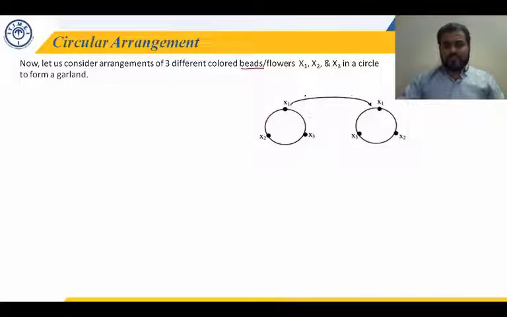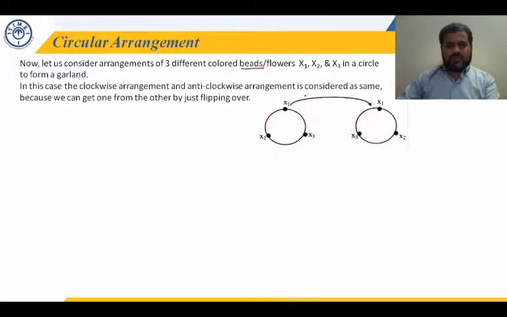So if these were persons, then we would count these two as different arrangements. But in this case, because we have beads or flowers, the clockwise arrangement and the anti-clockwise arrangement are considered the same. And why is that so? The reason is this: because you can get one of the arrangements from the other just by flipping over.